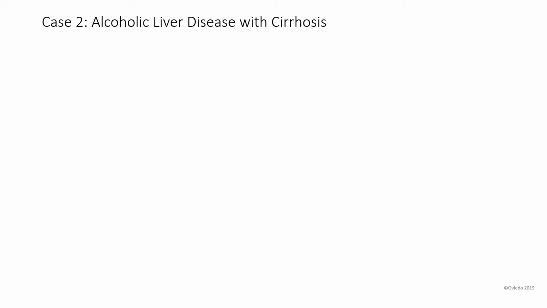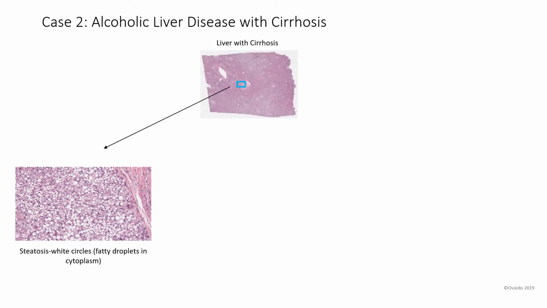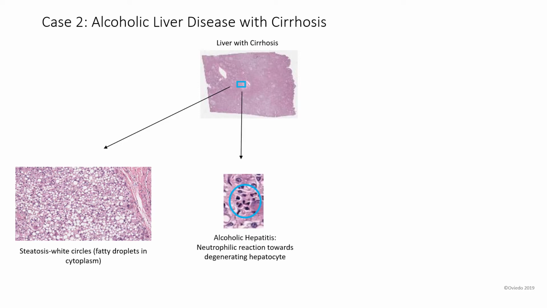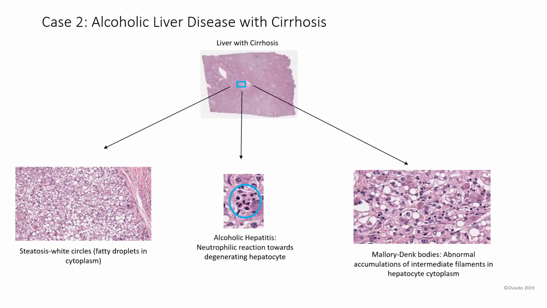Case 2 is alcoholic liver disease with cirrhosis. Here is the liver with cirrhosis. Here is the steatosis, which is the white circles which represent fatty droplets in the hepatocyte cytoplasm. Here I have neutrophils reacting towards a degenerating hepatocyte, which is known as alcoholic hepatitis. Here I have numerous Mallory-Denk bodies, which are abnormal accumulations of intermediate filaments in the hepatocyte cytoplasm. Here's one, here's one, here's one, and here's one.